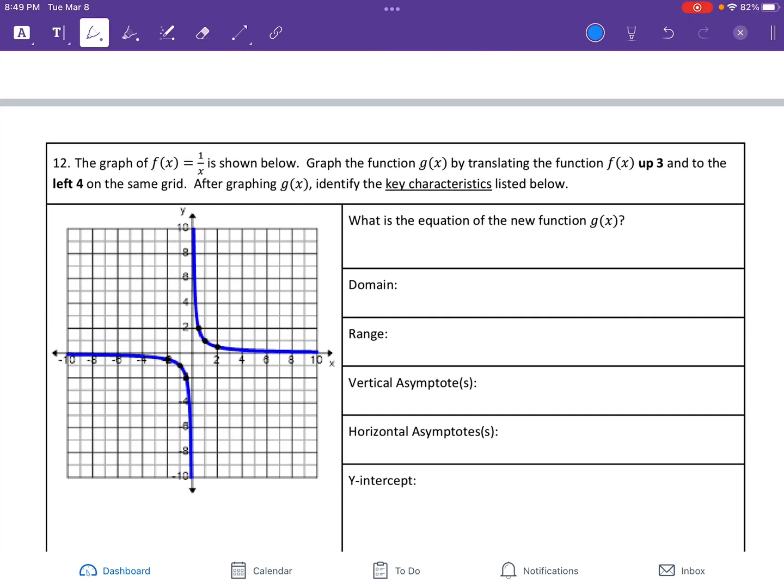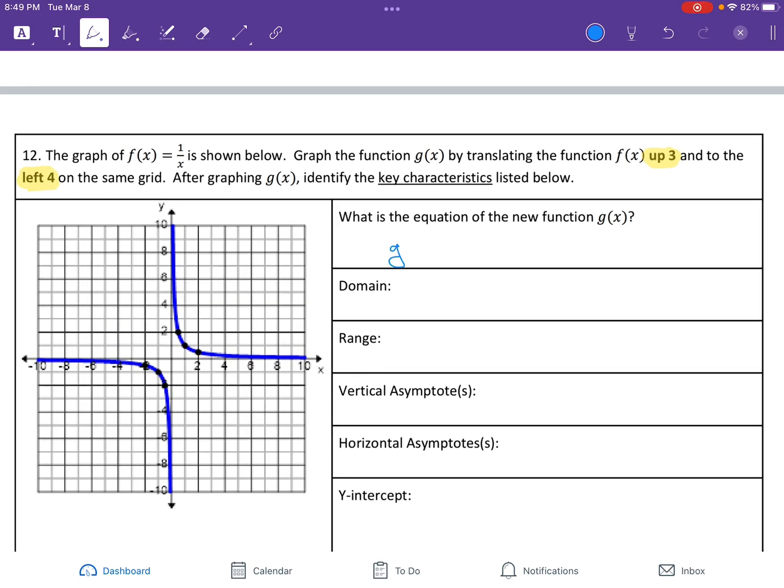Okay. In this case, we want to rewrite a new equation given some information. So we want to translate up by 3 and to the left by 4. If it's up by 3, it's on the outside of the function. To the left by 4, it's on the inside of the function. So we have g of x is equal to 1 on the top. And then you have x. So now left by 4 is inside the function. So left by 4 means you have to add 4. And up by 3 means you have to add 3 on the outside. That is the new function. Okay.